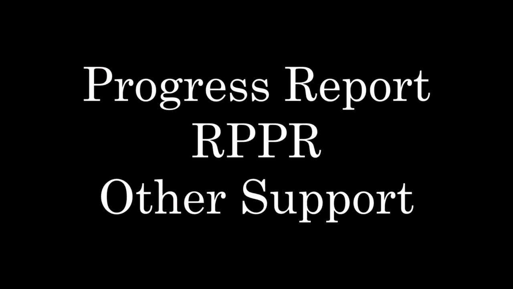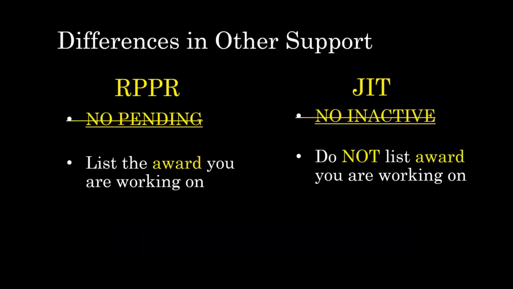Okay, so progress report, RPPR, other support. So what are the differences? On an RPPR, we do not list pending. And we also list the award we are working on. When we do just-in-time other support, we do not list inactive, and we do not list the award you are working on. So while they're similar, they're also very different. An RPPR is active and inactive, and just-in-time is current and pending.